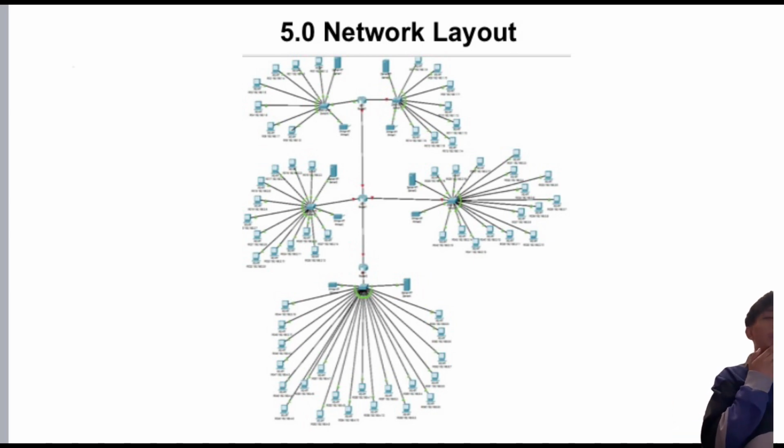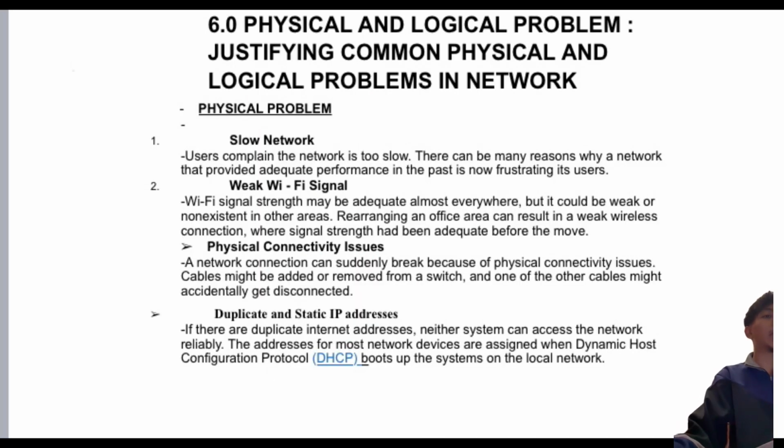This is an example of our MAC from Packet Tracer. Justifying common practical and logical problems in a network. Practical problem: slow network. Users complain the network is too slow.